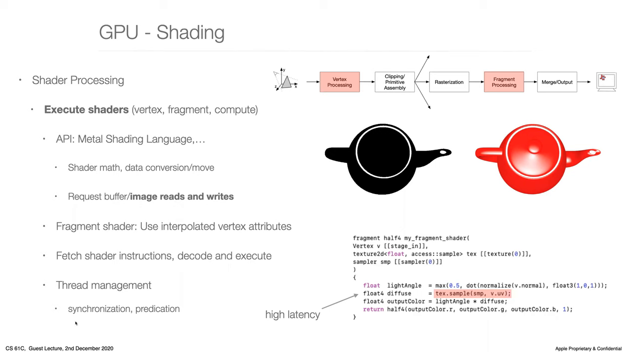And I mentioned coherency earlier. There are also instructions for doing synchronization, so you can wait for other threads to finish so you can synchronize data. There's some limited amount of predication. You don't want to be putting a ton of if-then-else statements inside your shader program. That's not going to be good for performance, but there is some support for predicated instructions.